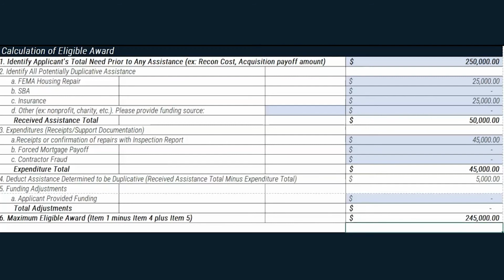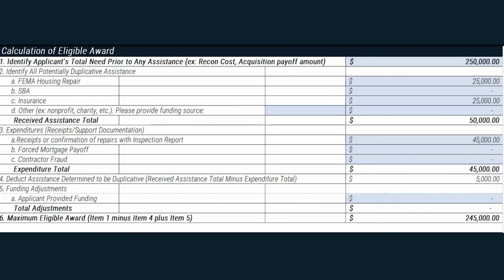In 3C of the form, the applicant should input any losses that they paid to contractors for work that was never completed due to contractor fraud. Applicants will need to provide a copy of the invoice and payment showing the contractor's fraud. Then, the expenditures will automatically total in row 32. Also, in number 4, the form will automatically deduct the expenditures from the assistance received to determine the amount of assistance that could be considered duplicative because it was not expended for the purpose of the assistance.